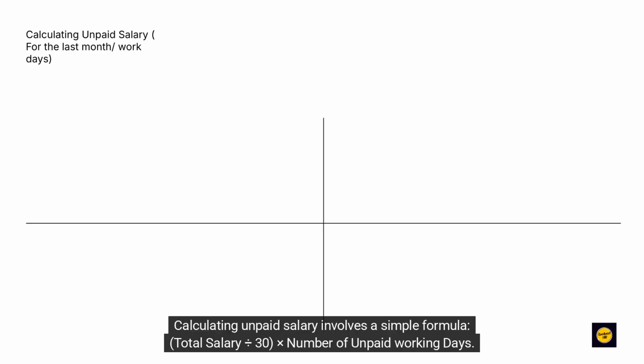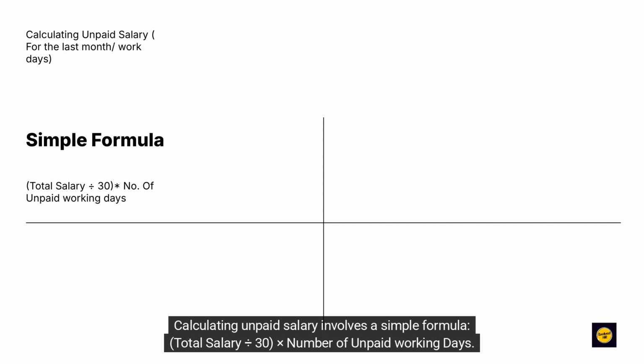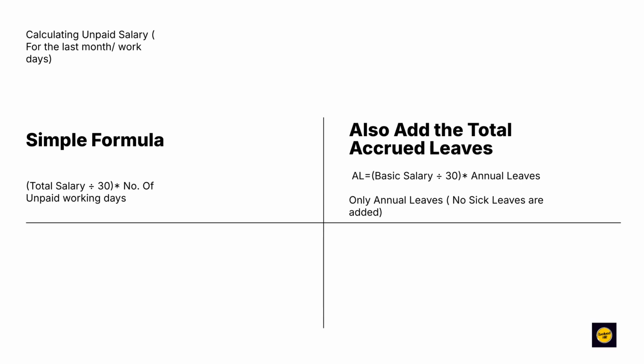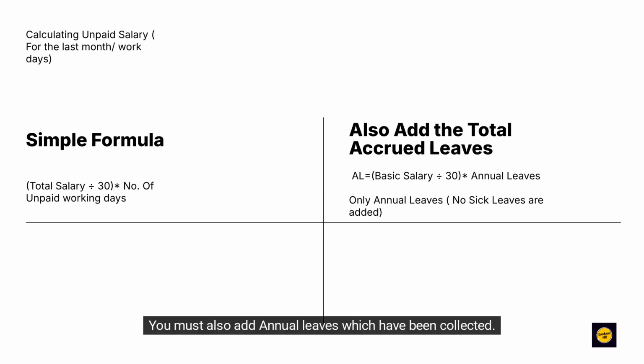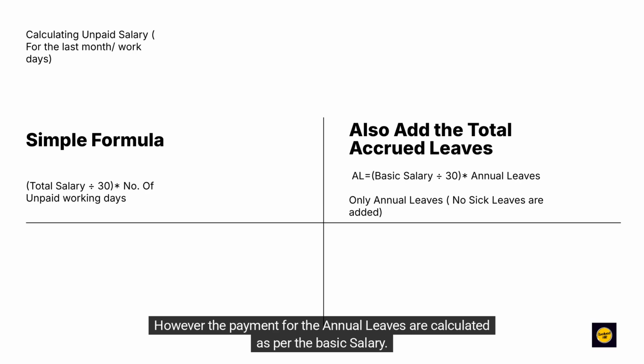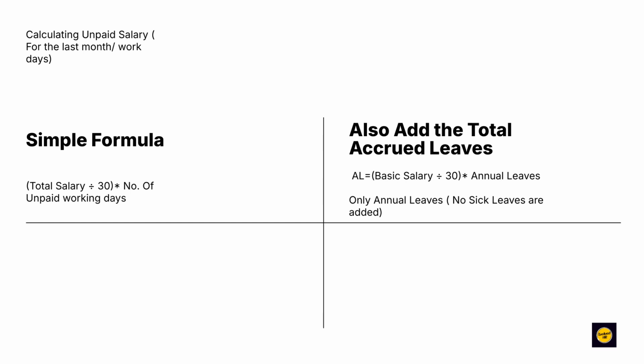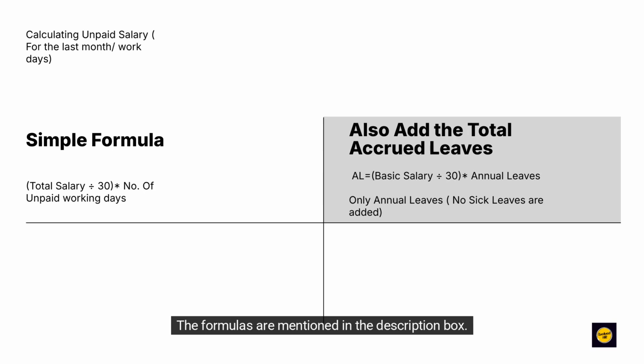Calculating unpaid salary involves a simple formula: total salary divided by 30, multiplied by the number of unpaid working days. You must also add annual leaves, which have been accrued. However, the payment for the annual leaves is calculated as per the basic salary. The formulas are mentioned in the description box.